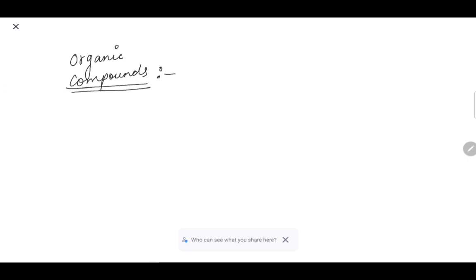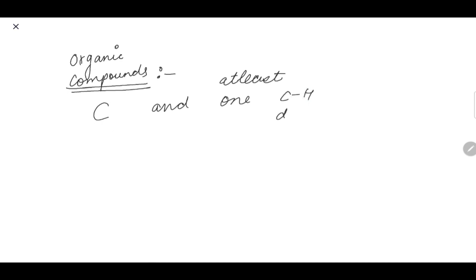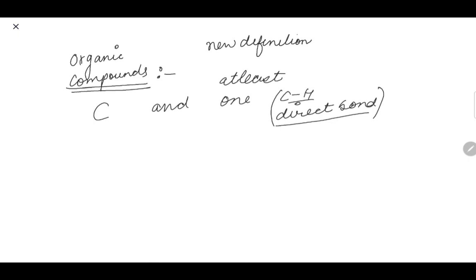Most of the organic compounds contain carbon and at least one, there could be many, but at least one carbon to hydrogen direct bond. That must be there. Only then will you classify it as an organic compound according to the new definition. Yes or no? Just understand. So we have at least one carbon to hydrogen direct bond.